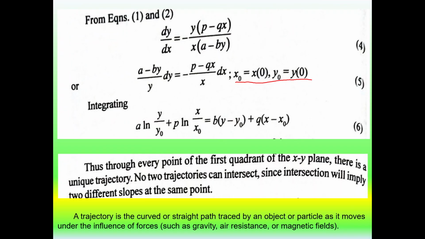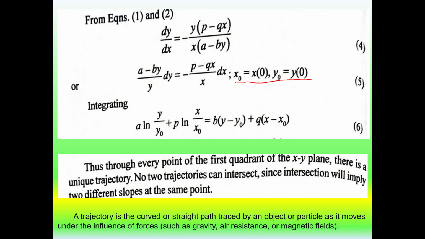So the final solution we got now is in the format of a into log y by y naught plus p into log x by x naught, equal to b into y minus y naught plus q into x minus x naught. On seeing this expression, equation number 6, we can identify that through every point of the first quadrant of the xy plane, there is a unique trajectory.